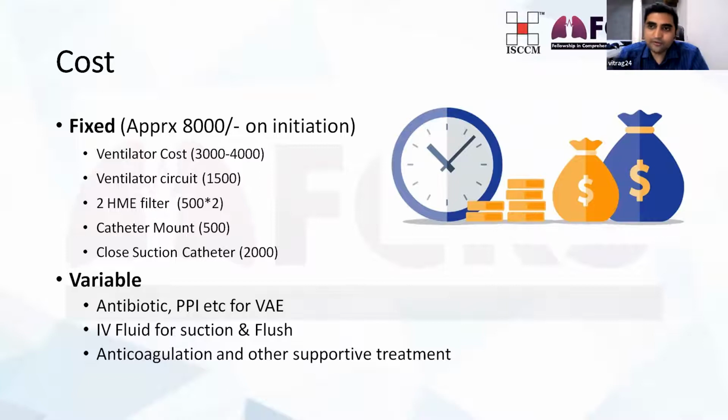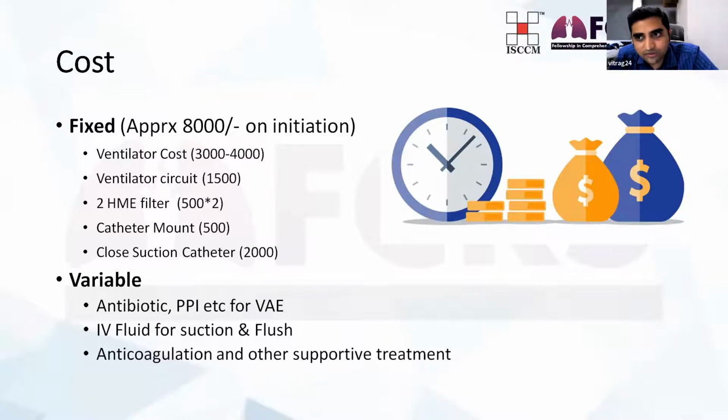So the approximate ventilator cost to start with is 8,000 fixed cost on initiation on day 1, and every 72 hours we have to replace the HME filter. SOS we have to replace the circuit or catheter mount if soiled in between, and the closed suction catheter also we have to replace every 4 days. So this cost keeps increasing and adds quite a total burden on the patient bill.